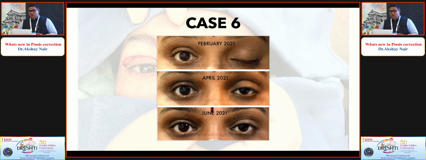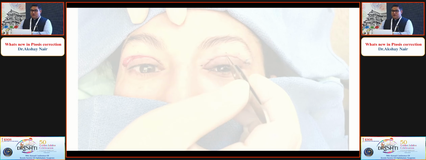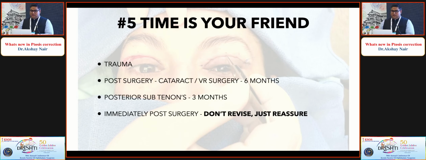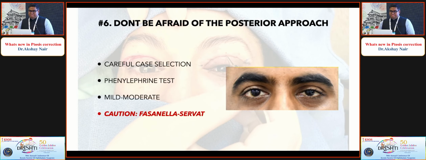So I think we also need to know, apart from which cases to operate, which cases absolutely not to operate. History of trauma, for 6 to 9 months, I would absolutely not even think of doing anything, especially if the patient has had a post-surgical, like an RD surgery or a cataract surgery or a posterior subtenons injection, which can cause some ptosis. Wait for 6 months. Don't revise, just reassure them. They'll come back to you and they'll be very happy.